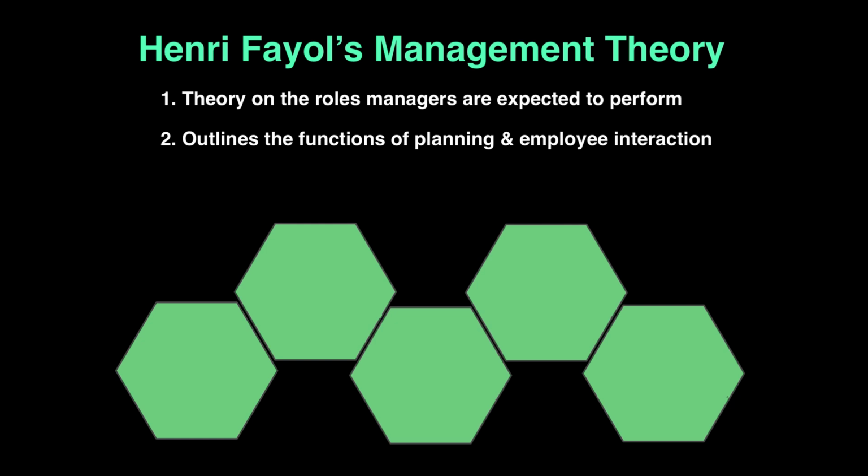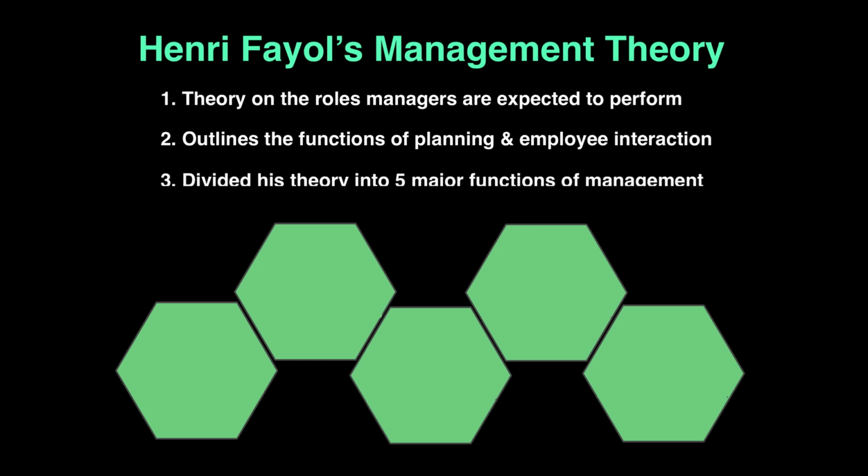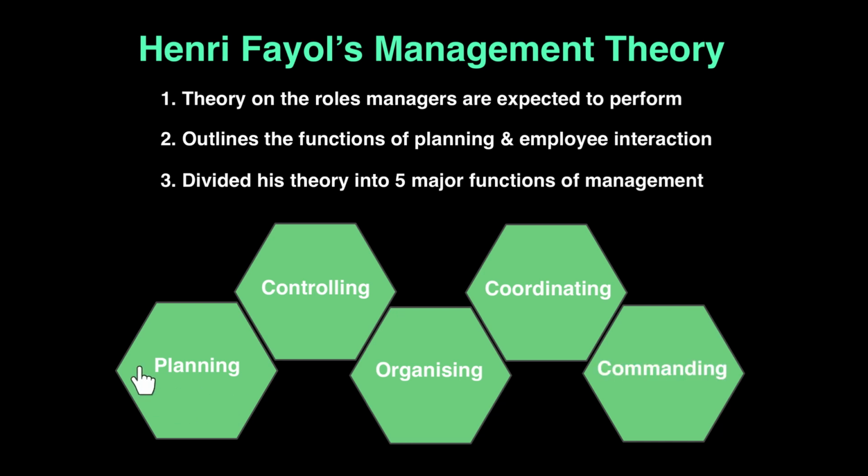He divided his theory into five basic functions of management to begin with: planning, controlling, organizing, coordinating, and commanding. The first three, planning, controlling, and organizing, are all about getting the workflows right, getting the tasks in order, and making sure that everybody knows what they have to do for the business. The other two, coordinating and commanding, are more about the employee interaction part. We're going to look at 14 further subtopics that he introduced within these five headings.